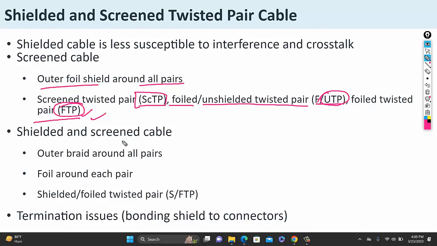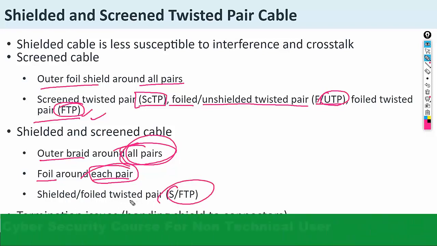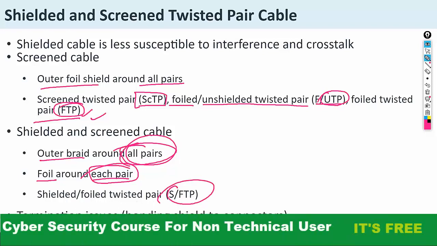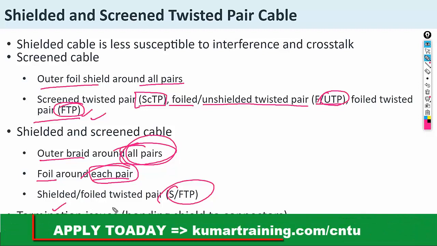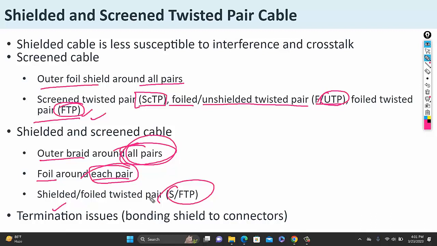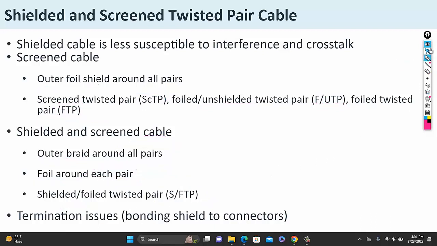There is a shielded and screened cable which has an outer braid around all pairs and also foil around each pair. First is all pairs and then each pair also. So it is called shielded foil twisted pair, SFTP. So what is the issue? The issue is termination when you are going to create a connector. At that time there are some possibilities of issues, but not every time.